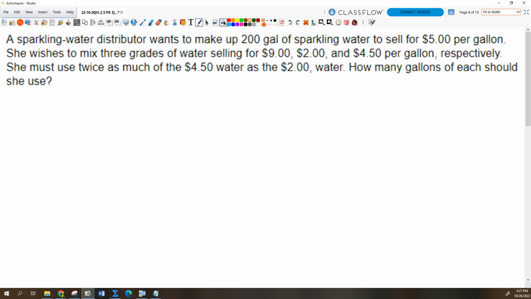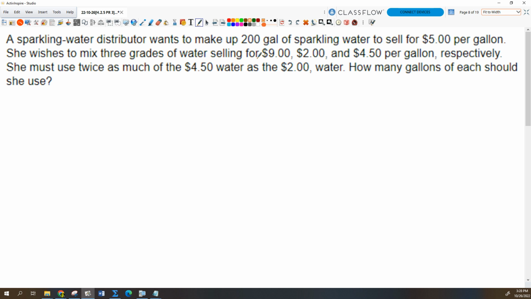Okay, so I'm going to let you guys think about this for a second. Let's figure out what the variables are and type that in, first of all. You've got to read the question probably twice because this is kind of a tricky question. It's asking how many gallons of each grade of water should she use?